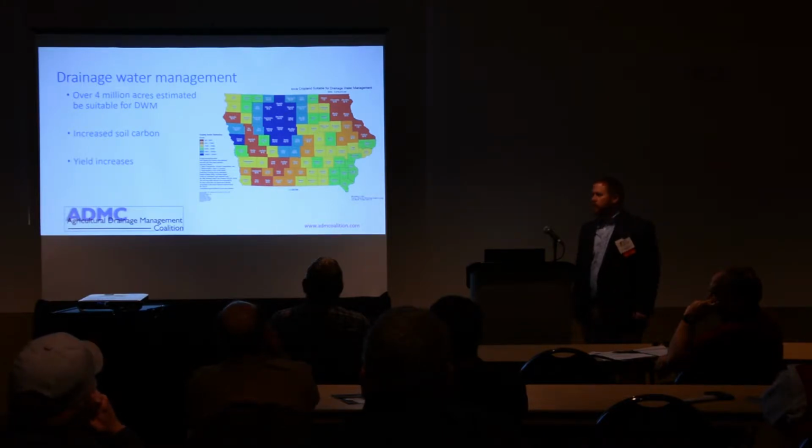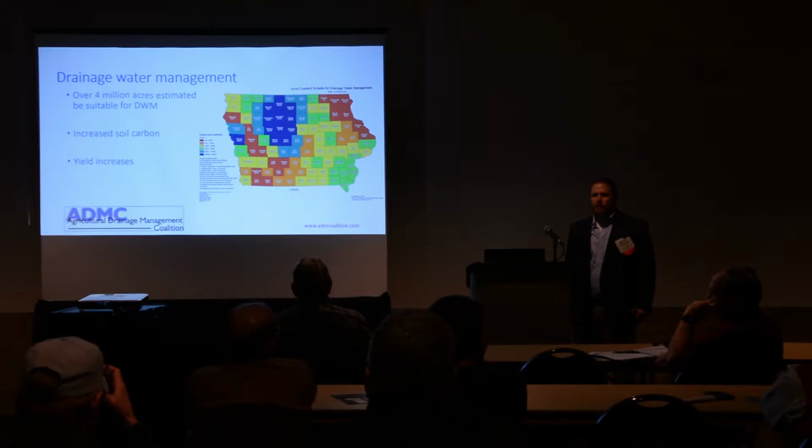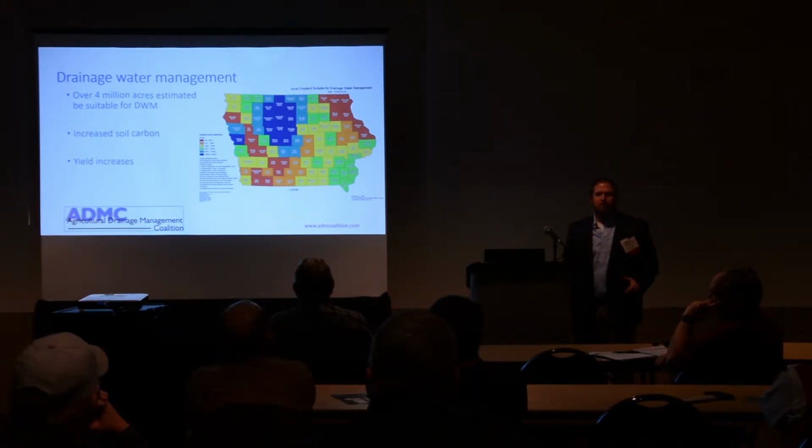And there have been reports of yield increases with drainage water management. It really takes the right season to get that, so where we have maybe enough rain in the spring that you hold that water back early enough and then have that water deficient summer, that's when we see that yield bump from drainage water management.